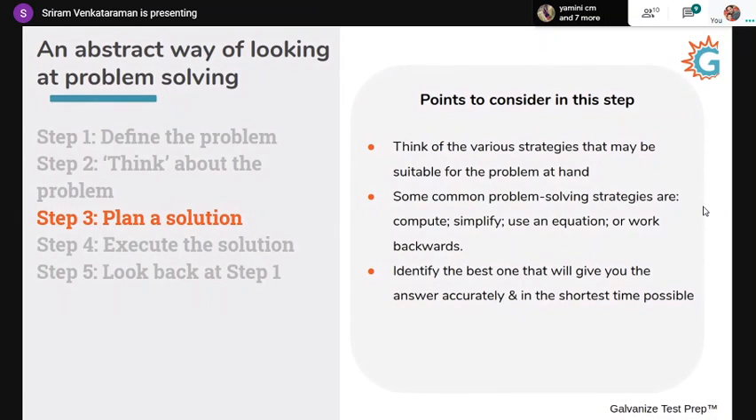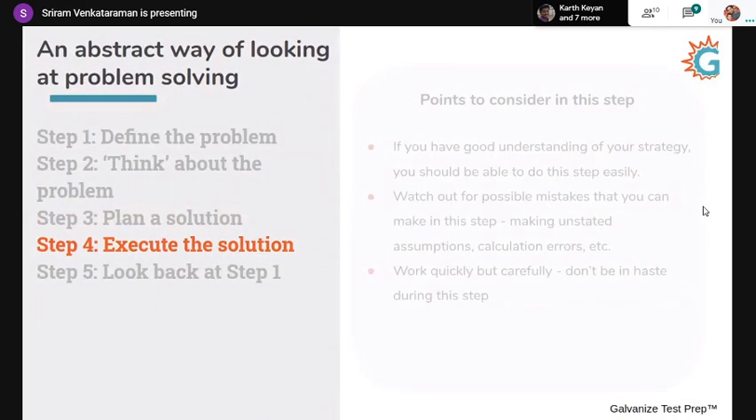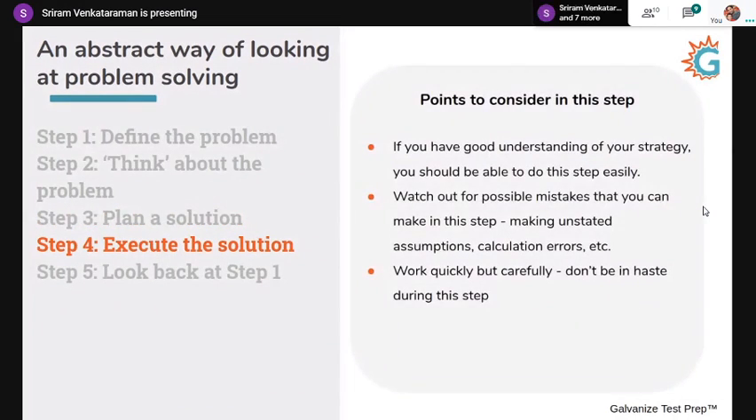And that will naturally be one of the shortest ways to get to the answer as well, most likely. So the goal is to try and identify a strategy that will get you the answer accurately and in the shortest possible time. Now, the fourth step is actually executing the strategy.